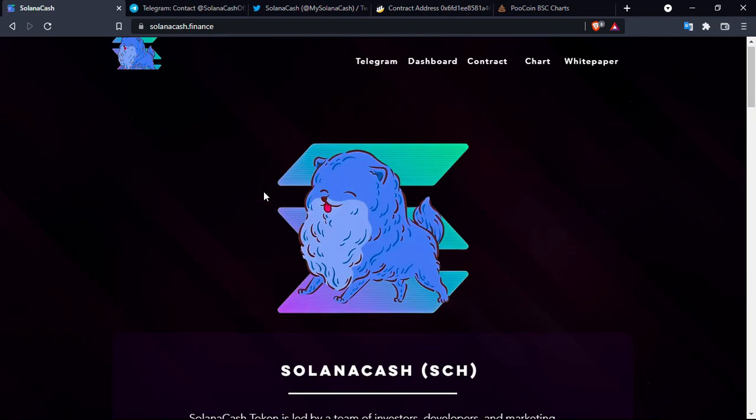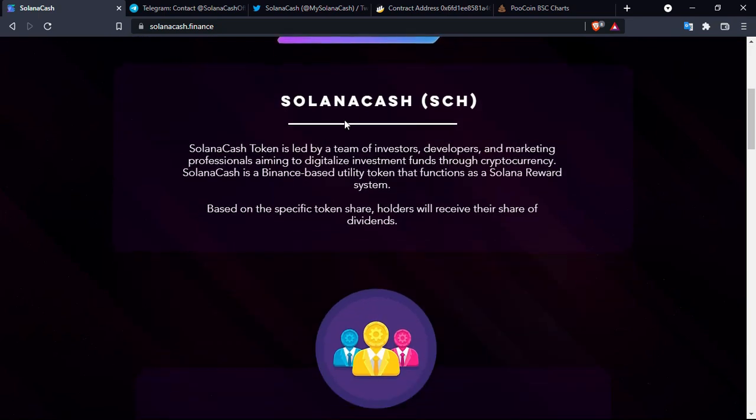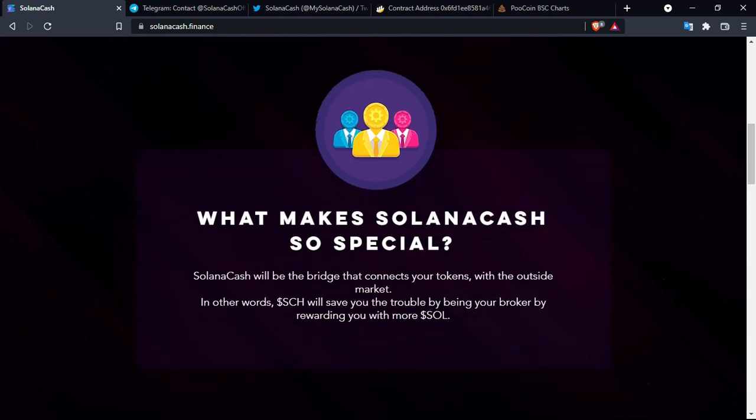Let's see now the official platform. You have SolanaCash. The SolanaCash token is led by a team of investors, developers, and marketing professionals aiming to digitalize investment funds through cryptocurrency. So SolanaCash is a Binance-based utility token that functions as a Solana reward system. So there you go, guys. It's a Binance Smart Chain network-based coin. But based on the specific token share, holders will receive their share of dividends.